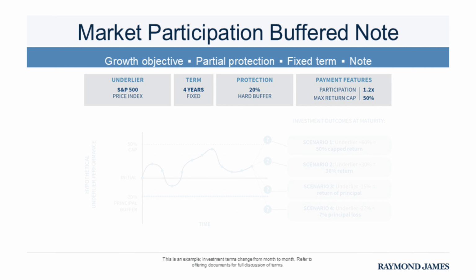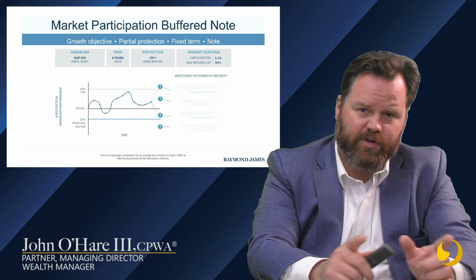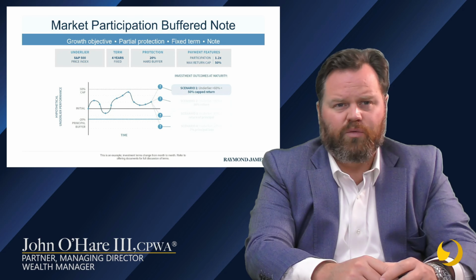Buffered notes. So we're going to use the S&P 500 again as another underlier. Again, these can be multiple different ones, and we're going to get into some other ones, but for now, let's stick with the easy ones. Term 4 years, market protection 20% hard buffer. This one has a participation rate of 1.2 and a market cap return of 50%. So here, there's a few more things that can happen. But what does this look like?